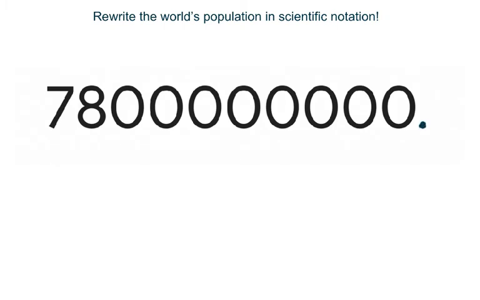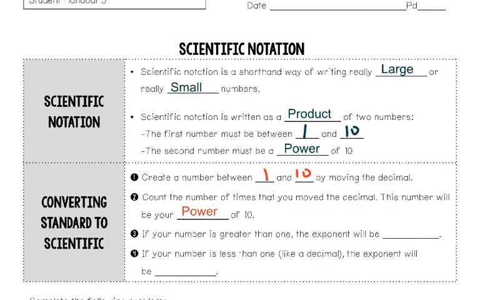And if I want to create a number between 1 and 10, I know that I need to get the decimal here between the 7 and the 8. 7.8 would be a number between 1 and 10. So just underneath of this big number, I write 7.8.